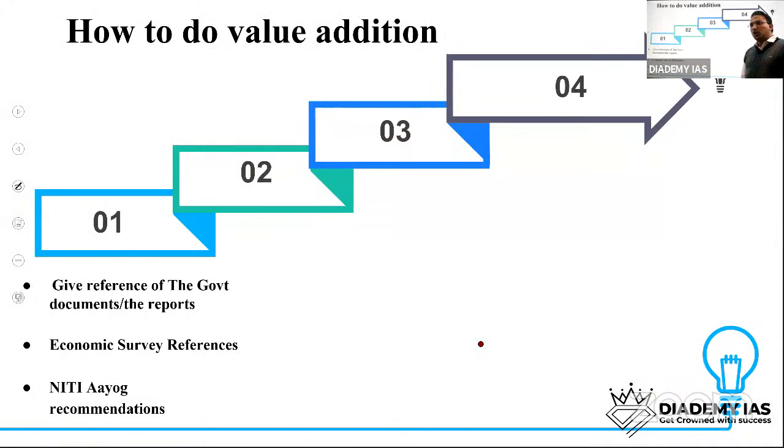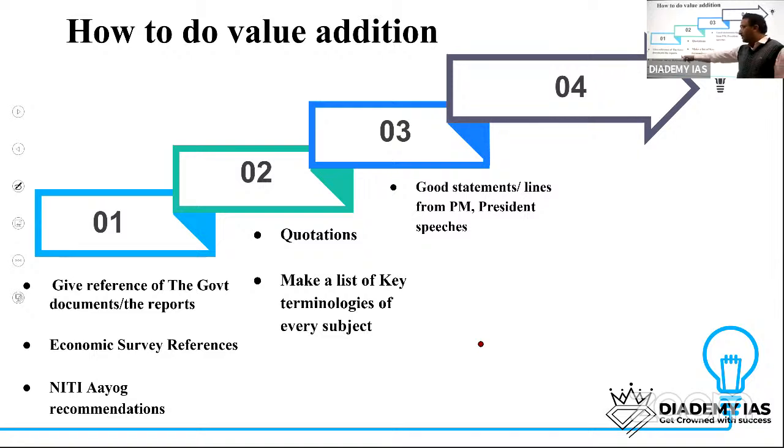Value addition you should do from government sources, Economic Survey, Niti Aayog, and whenever you are using the data or argument or facts from these reports, please mention the source name. Source name जरूर mention कीजिए. Even if the suggestion is very simple, but if you are using the source name, then the examiner is impressed. ठीक है. Quotations, wherever possible, you can use quotations of dignitaries. List of the keywords, key terminology.